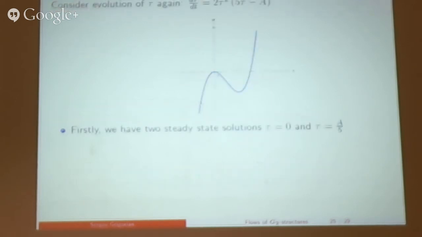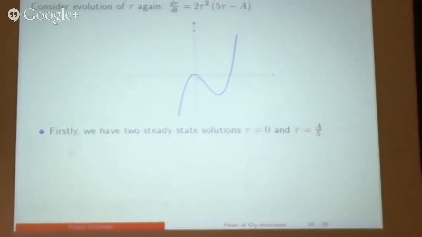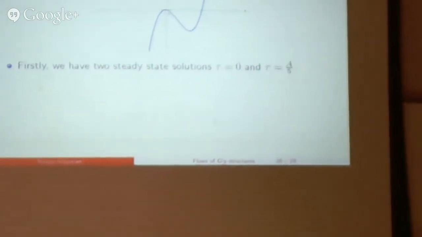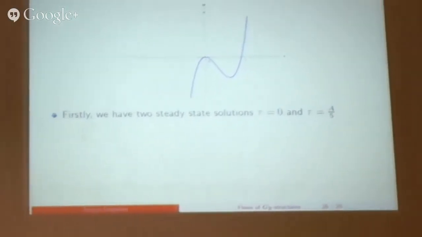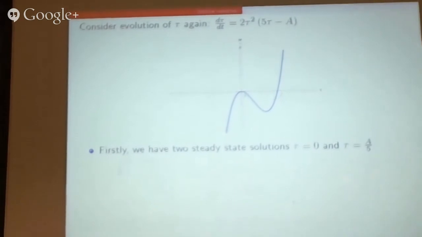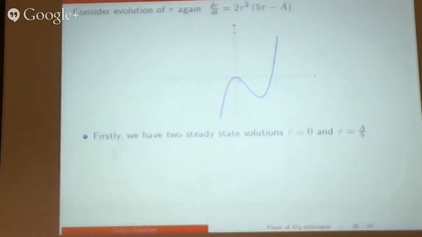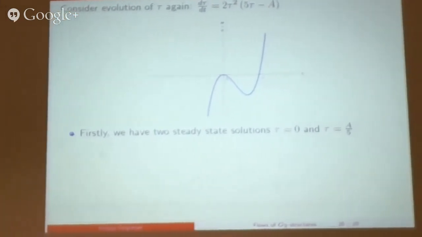Okay, so if we look at the case for this simple equation, we see that we have two steady-state solutions. If tau is 0, that corresponds to starting with zero torsion, and also tau equals a over 5. This shows that this constant a, which we inserted, actually has a use because it gives us a new non-trivial steady-state solution.